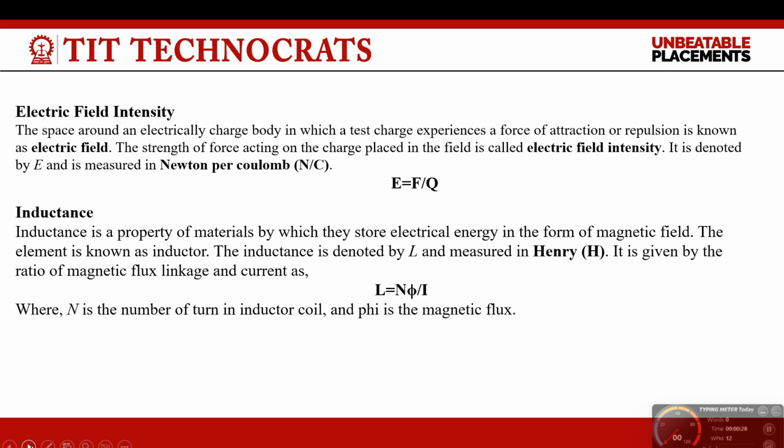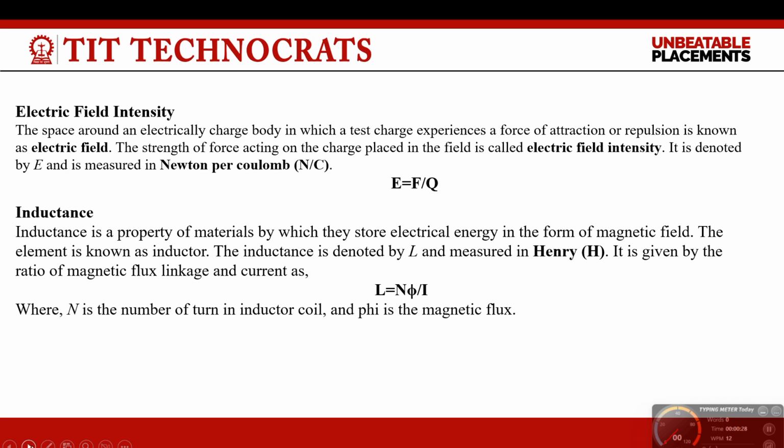The next is electric field intensity. The space around an electrically charged body in which a test charge experiences a force of attraction or repulsion is known as electric field, and the strength of force acting on the charge placed in the field is called electric field intensity, which is denoted by capital E and is measured in the unit Newton per Coulomb. E equals F upon Q. This is the expression for the electric field intensity.